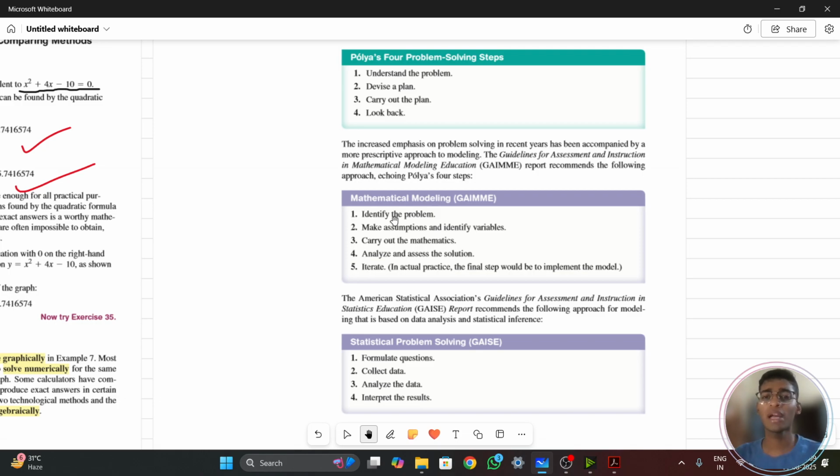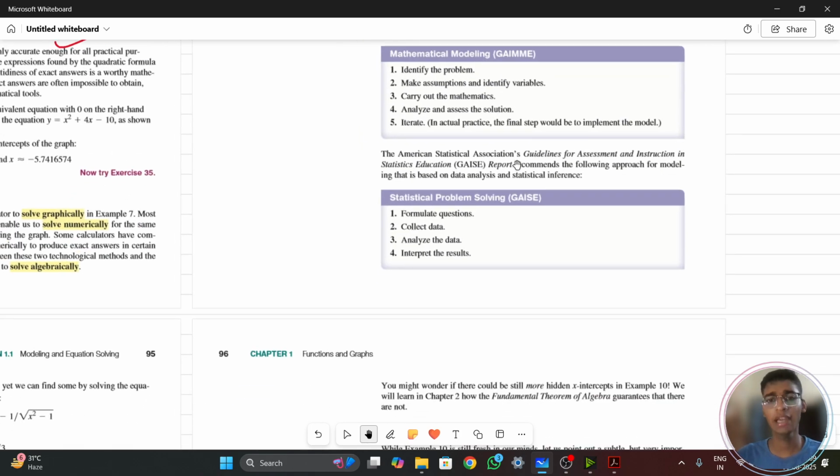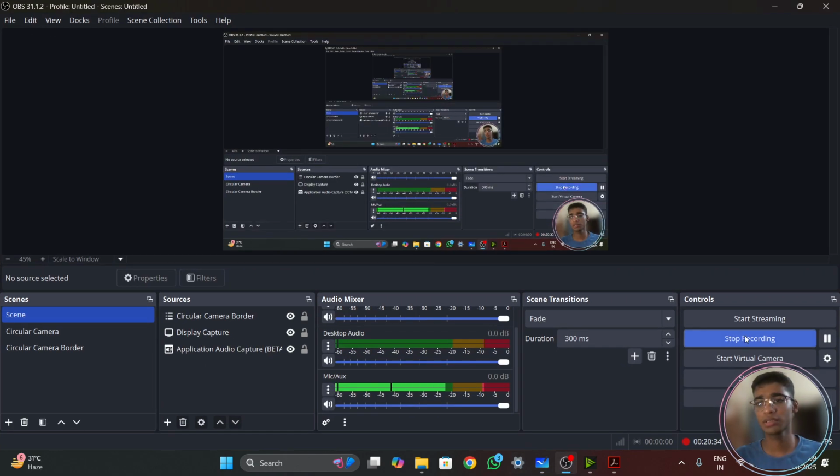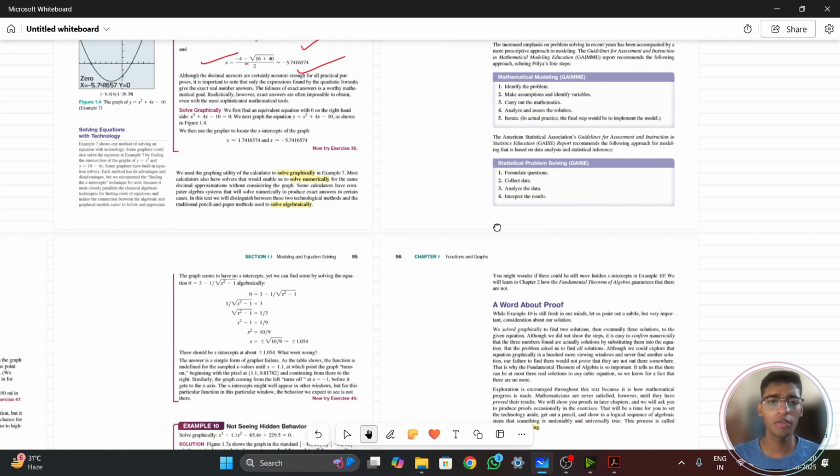So in mathematical modeling, this is called GAIMME guidelines. They're just the guidelines. Okay, continuing.